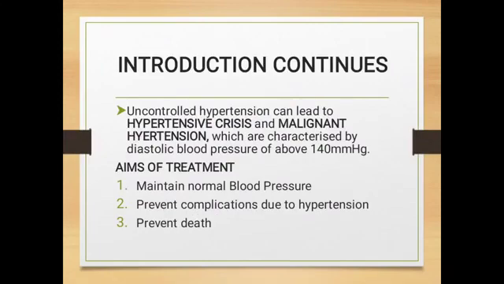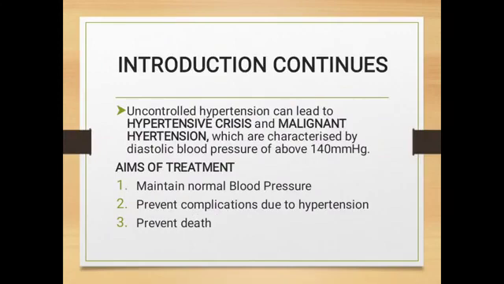Then when it comes to hypertension, you need to have some aims as you give treatment to individuals. Some of the aims that we can have as we are treating someone with hypertension: the first aim is, of course, to maintain normal blood pressure. When you want to reduce the blood pressure of someone, the first aim always in the back of your mind is to ensure that the blood pressure is reduced to the normal levels.